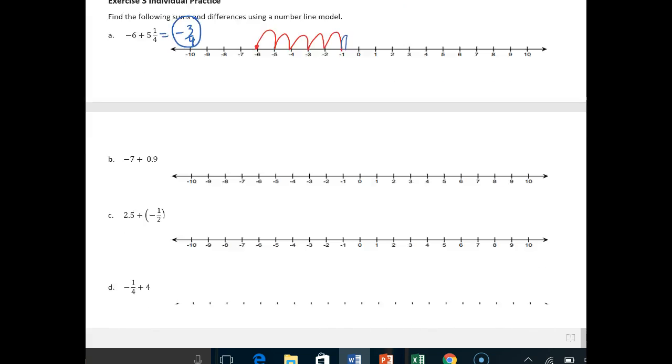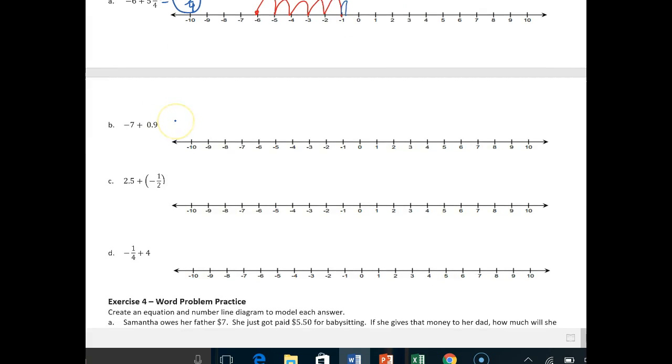All right, what about negative 7 plus 0.9? So you can start at negative 7. And I'm not going to move one whole, I'm going to move 0.9. So 0.9 ends me up just in front of the negative 6. So what's that going to give me? It's going to give me negative 6. And then what's the first tenth behind negative 6? It'd be negative 6.1. Right?